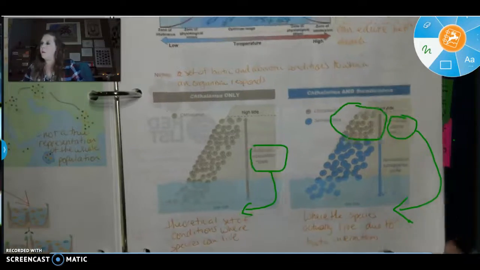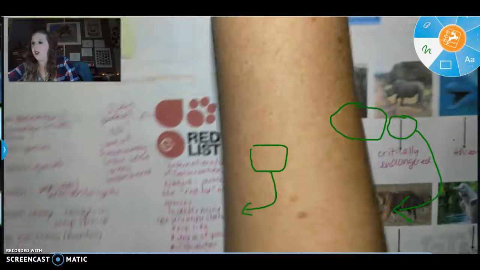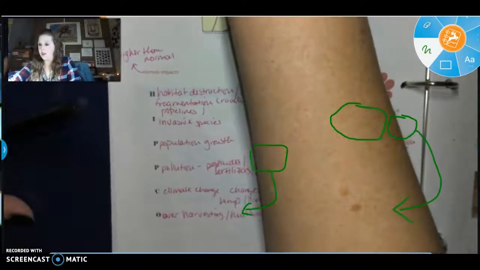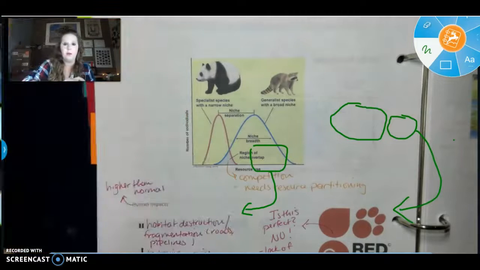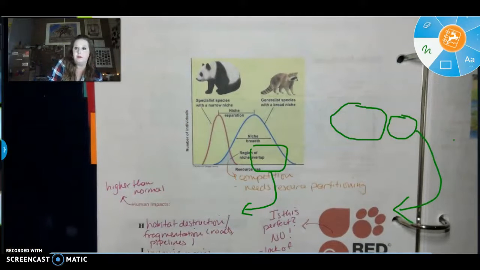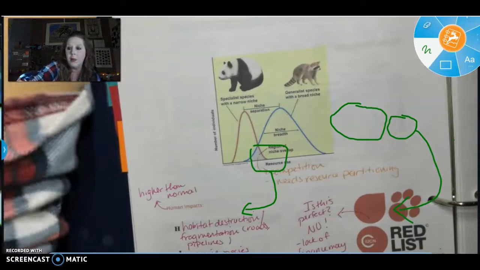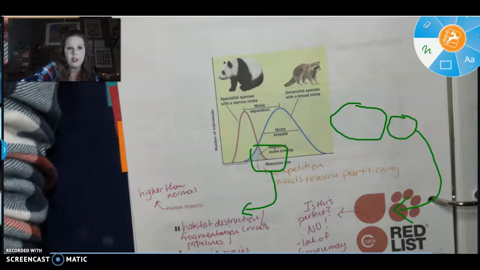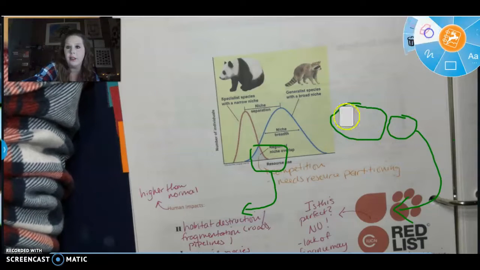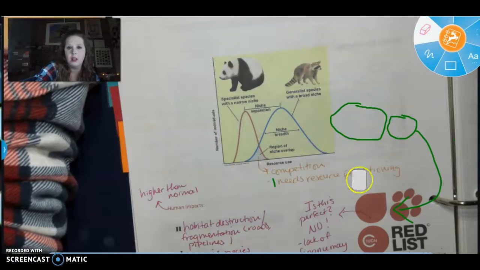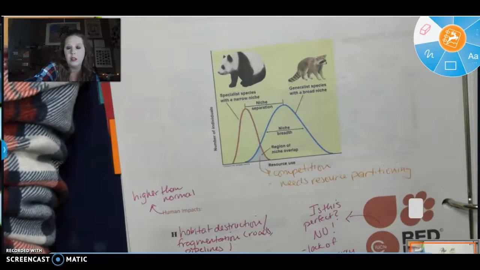Okay, so let's flip the page and we're going to look over here at this graph right here. Now this is showing us the fundamental versus the realized niche in a graph. Let me erase this. Okay.